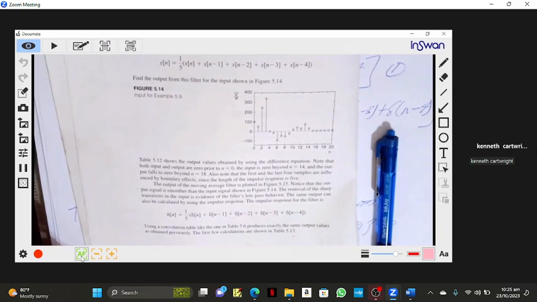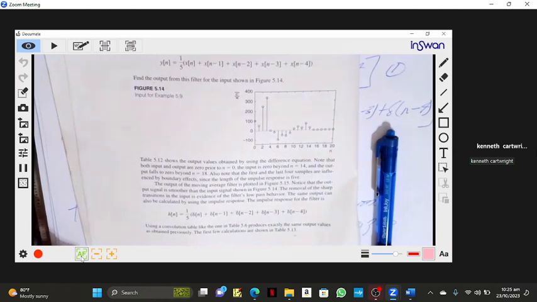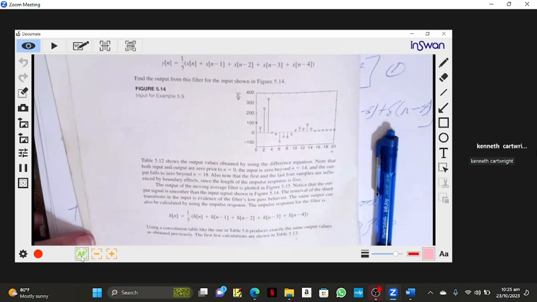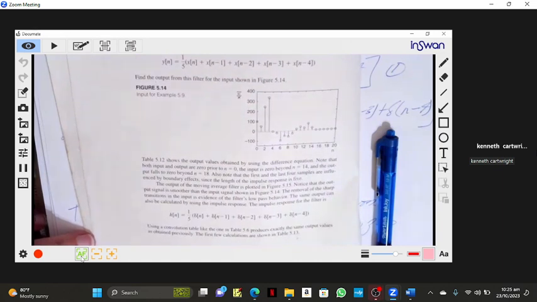Okay. So that's the same fifth-term FIR filter, the moving average filter we're using. This is now our input, the input on figure 5.14. That's the input we're putting into this moving average filter. Notice that the second and third end value is higher than all the others.